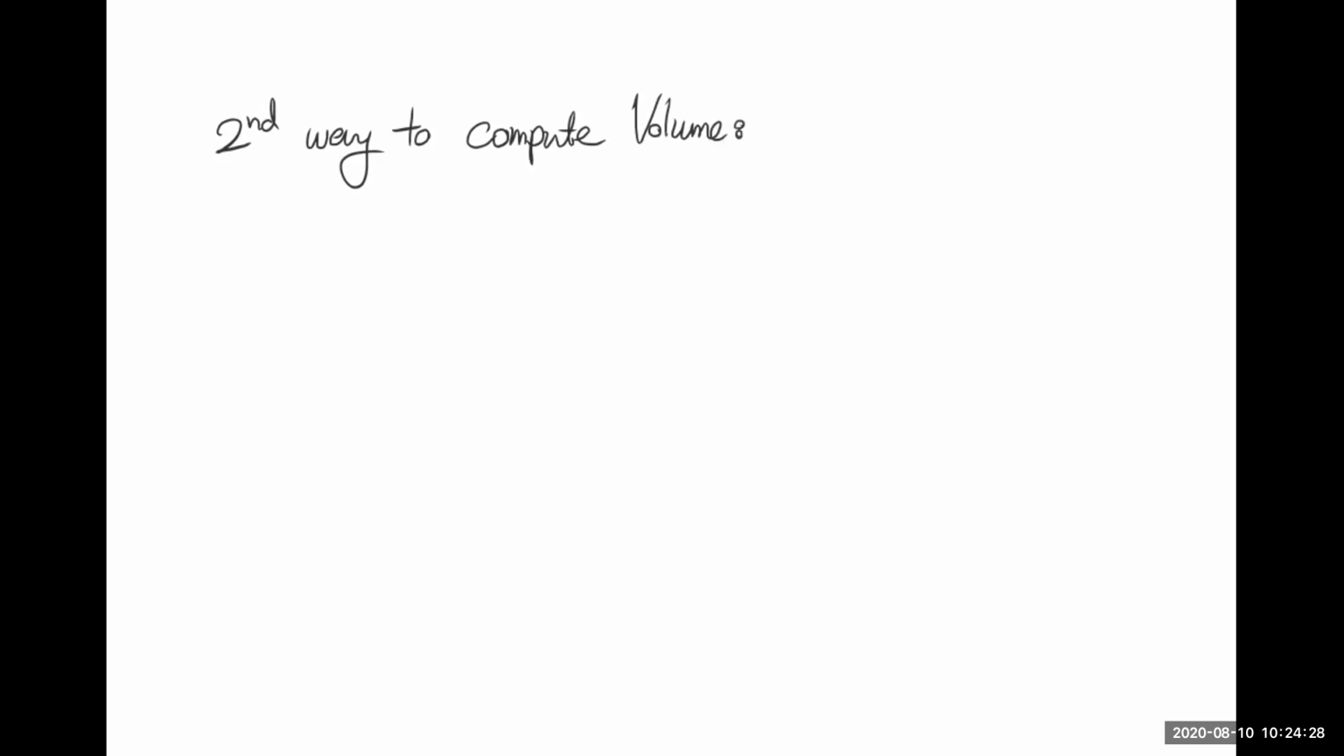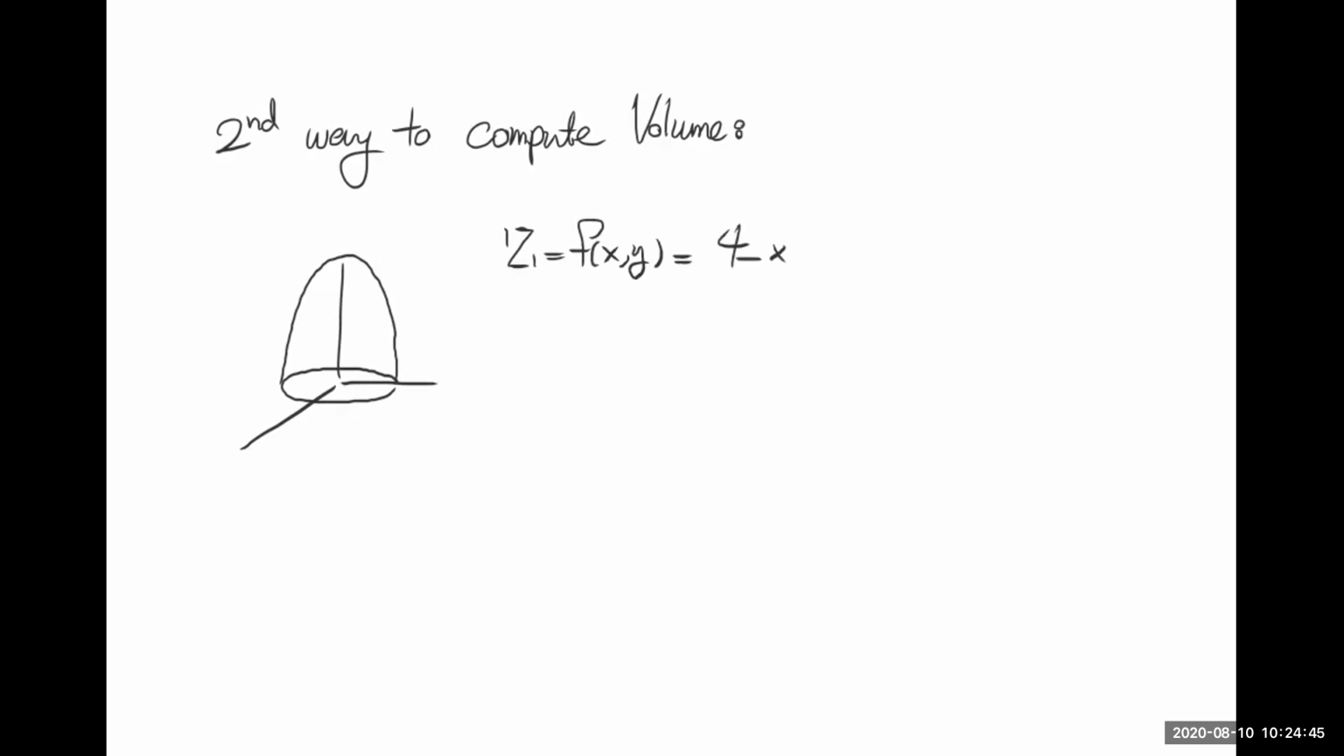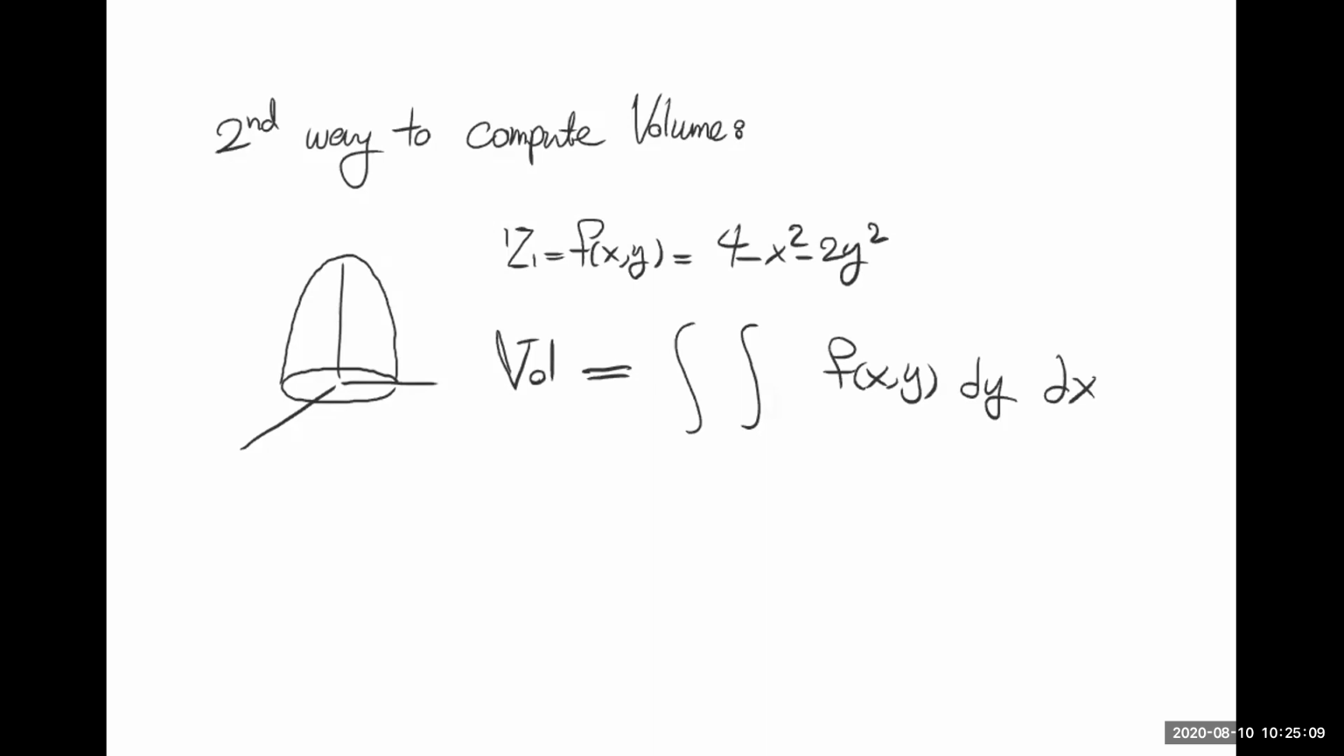The idea is that if I look at the surface, I can think about z as a function f of x and y. So here z would be equal to 4 minus x squared minus 2y squared. A second formula for volume is a double integral, not a triple integral. And it's equal to the double integral of f of x and y, say dy dx.